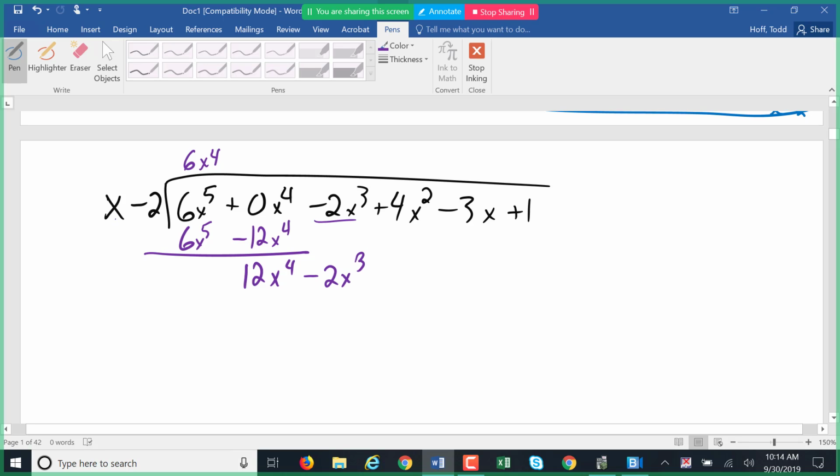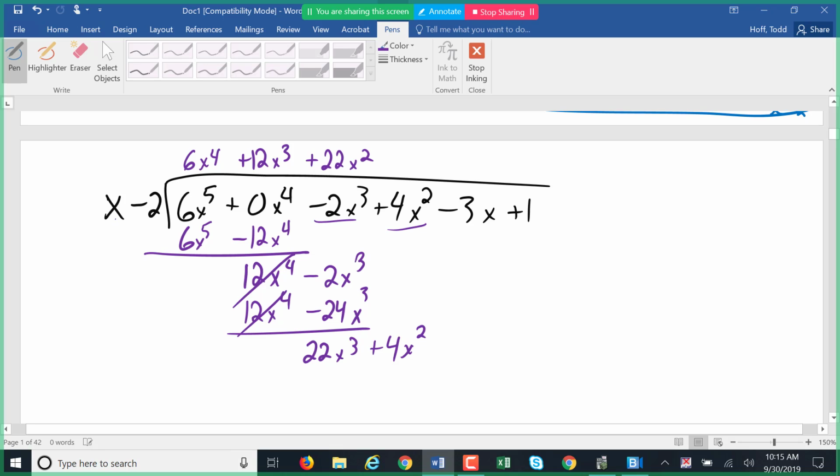Divide leading terms, 12x to the fourth divided by x. 12x to the third, multiplying it out. That's 12x to the fourth minus 24x to the third. x to the fourth cancels out. Negative 2 minus a negative 24 is 22x to the third. Bring down the 4x squared. 22x to the third divided by x is 22x squared.